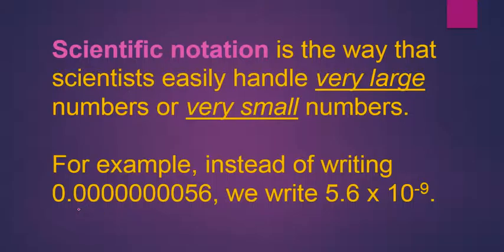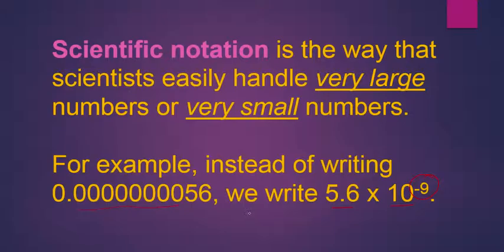If you see here, the zeros are actually the ones that indicate that this is a very small measurement or number. So for us to save time, instead of writing all the zeros, why don't you write it in scientific notation? So how do you translate that? It will now be 5.6 times 10 to the negative 9. So this is your coefficient, this is the base of 10, and this is your exponent with a negative sign.